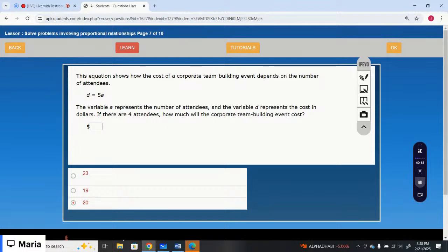Option number 3 is the correct option. That is 20 attendees. Okay, you can complete the lesson by yourself later today.